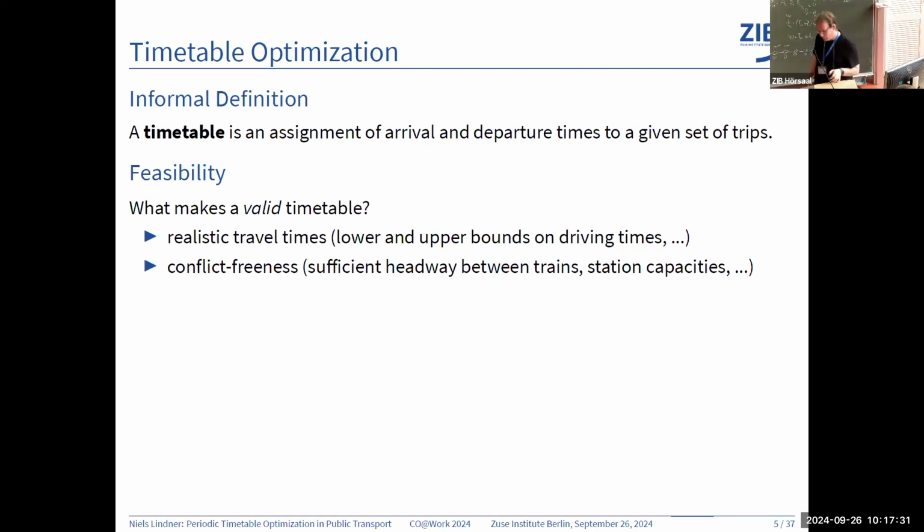The next question would be, what makes a good timetable? And I actually would like to give this question to you. So what do you think makes a good timetable? And what does it mean precisely?